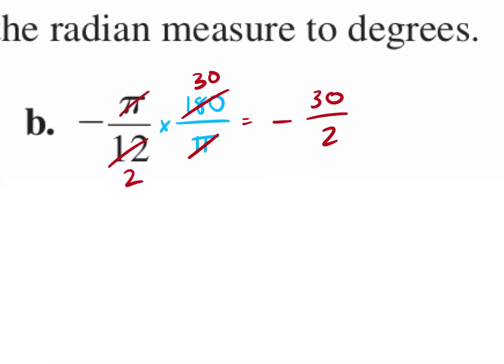Can this be simplified more? To what? Negative 15 what? Degrees. We're talking about degrees here, so don't forget your degrees symbol.